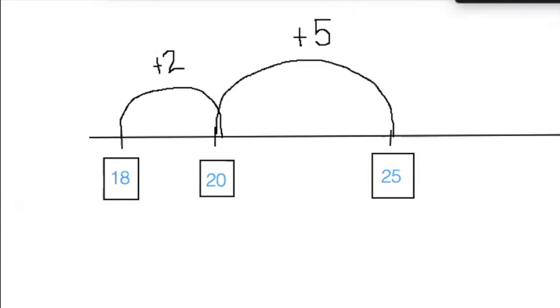Next, they'd like for us to write an equation to go along with this problem. We started at the number 18 and we added 7. And we figured out that 18 plus 7 equals 25. So there are 25 children at the park now.